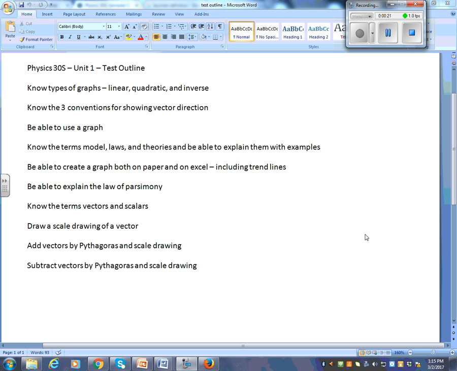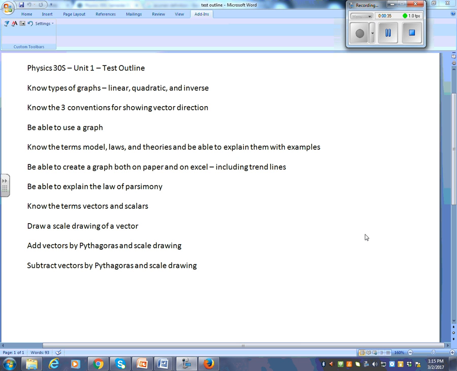So, you need to know the three types of graphs. And what are they? They are linear, quadratic, and inverse. You should have an idea of sort of what shape they are. Wait, what? We did all this. It's all in your notes. We did it. Linear, quadratic, inverse.